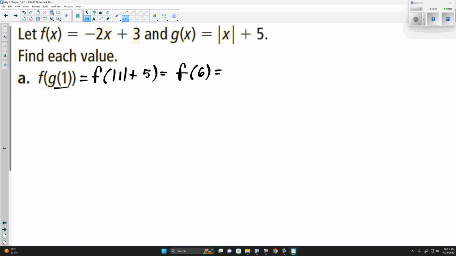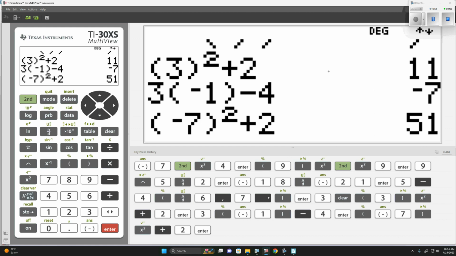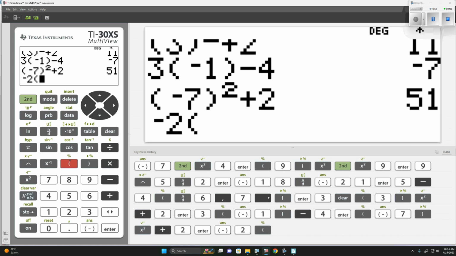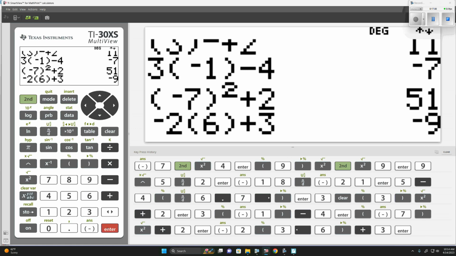Now we plug 6 into every x in f of x. So we have negative 2 times 6 plus 3. Again, we can plug this straight into the calculator, and it would tell us that it is negative 9. Negative 2 times 6 plus 3 is negative 9.